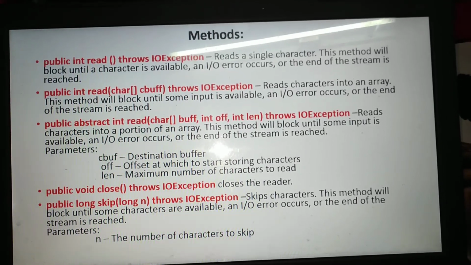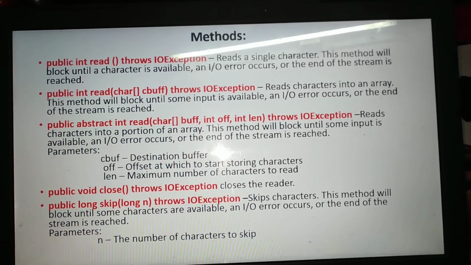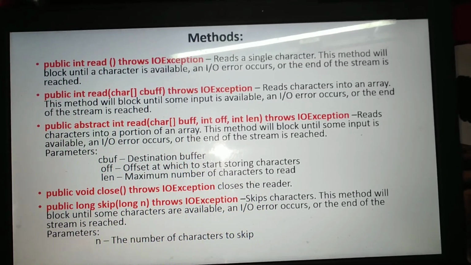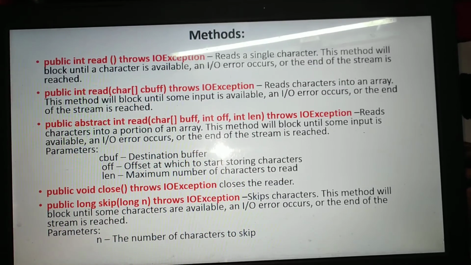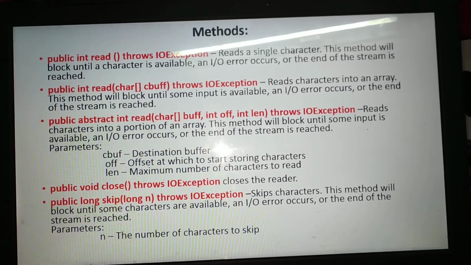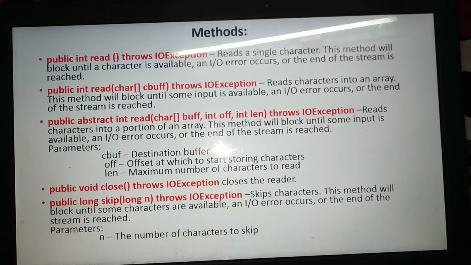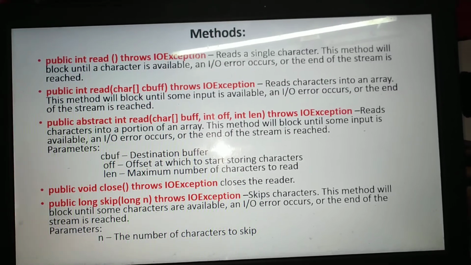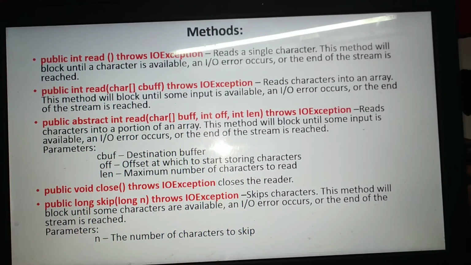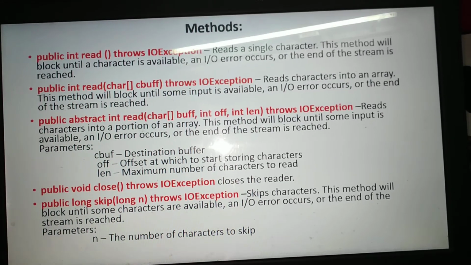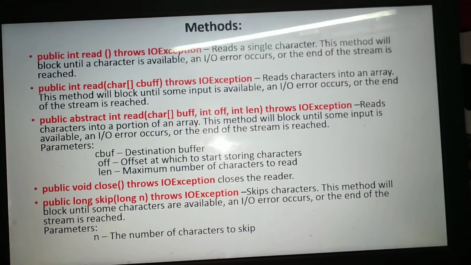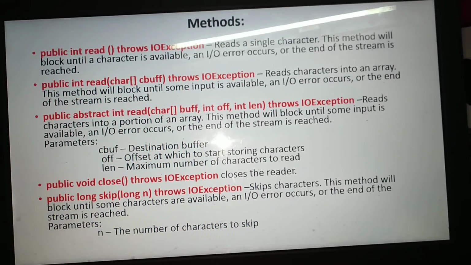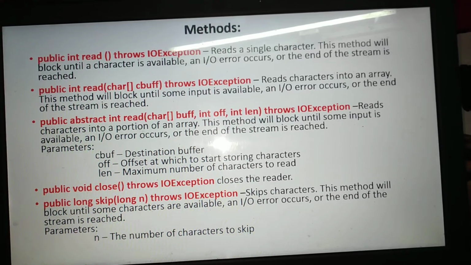Public int read with a character array. This will help you to read characters into an array. This method will block until some input is available, an input error occurs, or the end of the stream is reached. Public abstract int read with the character array buffer, and we have three parameters, that is buffer, offset and length. So this will read the characters into a portion of the array. This method will block until some input is available, an IO error occurs, or the end of the stream is reached.